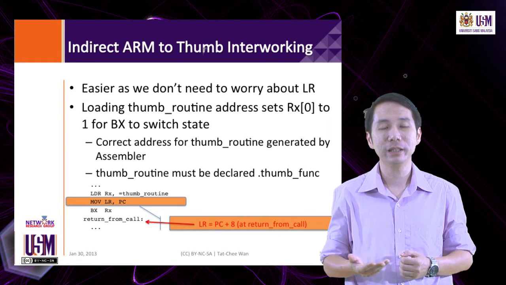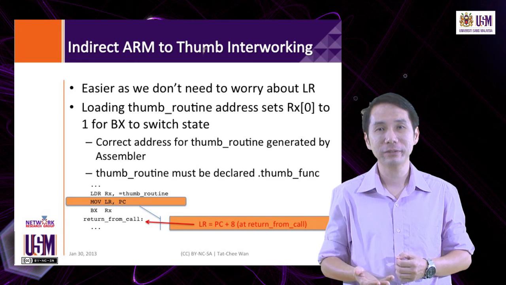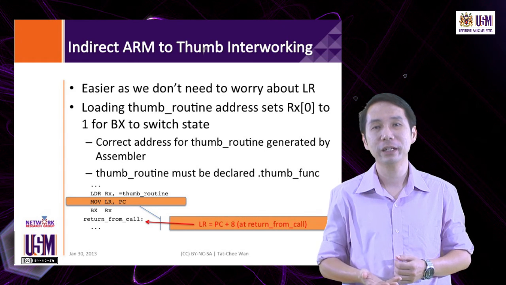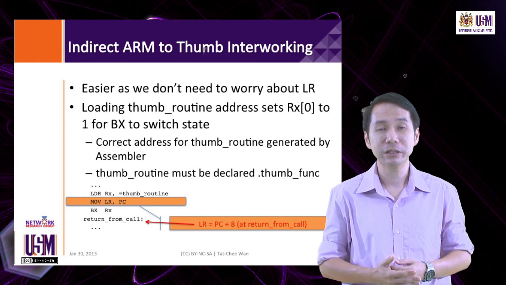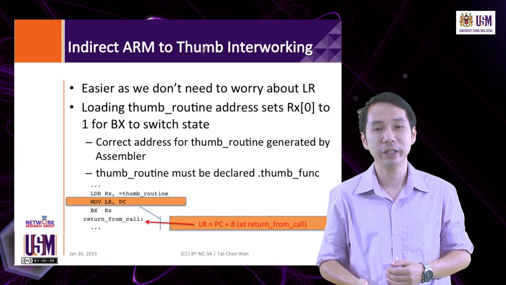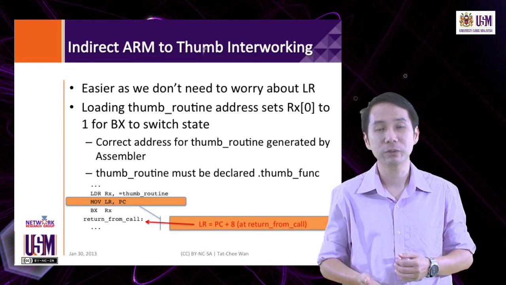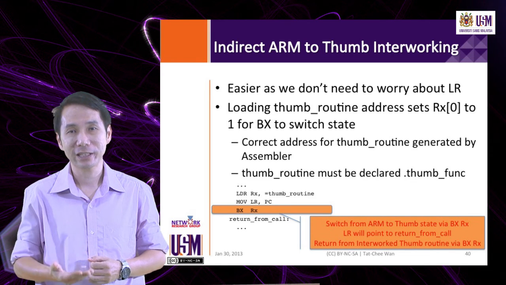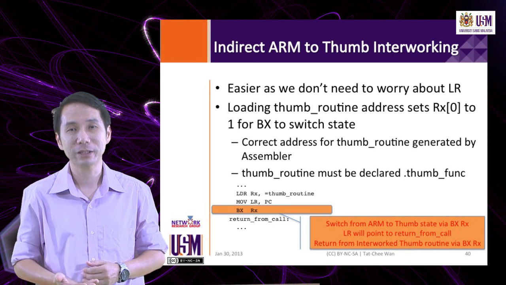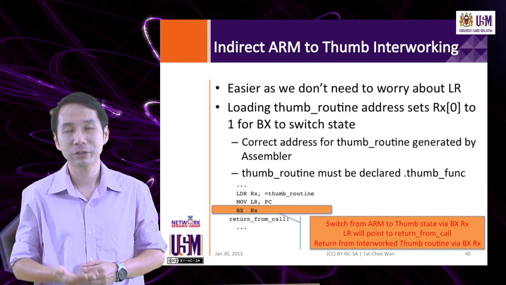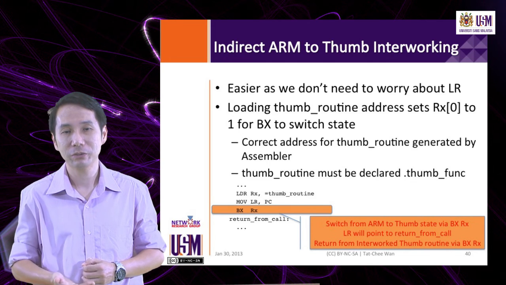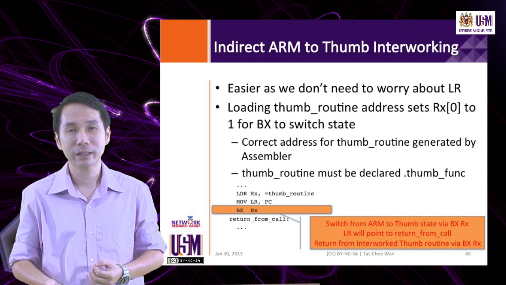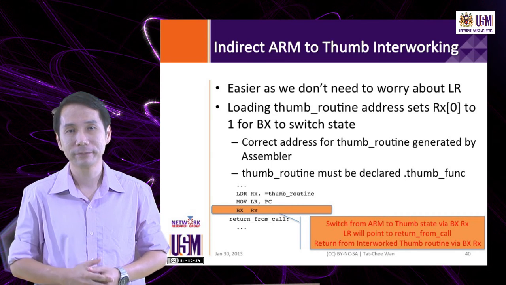Next, we need to set the link register. Now the link register value is taken from the program counter value, which currently points to the current instruction plus 8, which is 2 instructions away, which corresponds to the return from call label. Finally, we perform the branch and exchange instruction to switch state to thumb state, and at this point we have the correct return address in the link register, and we will be able to return from the thumb function to the ARM function in the correct state.